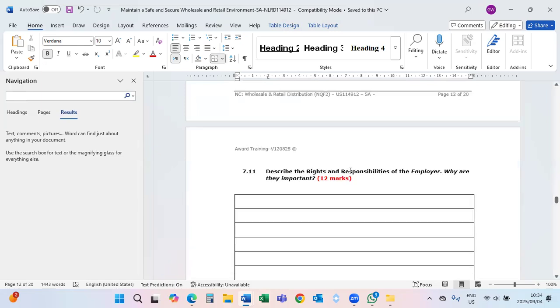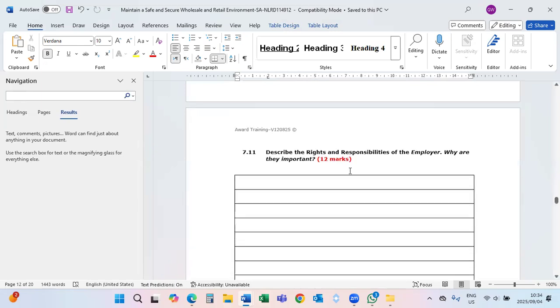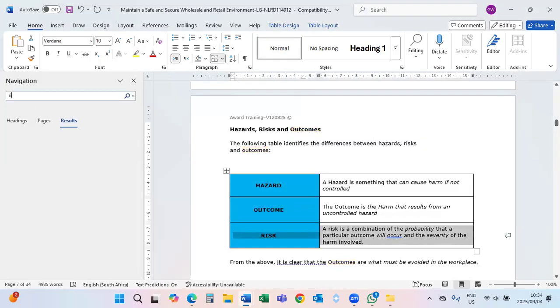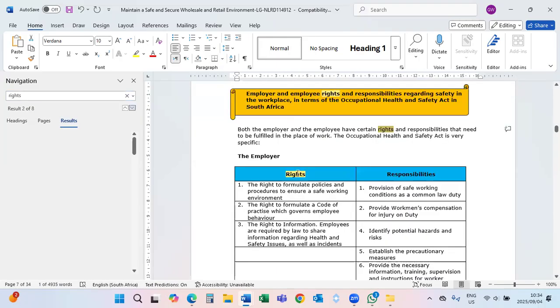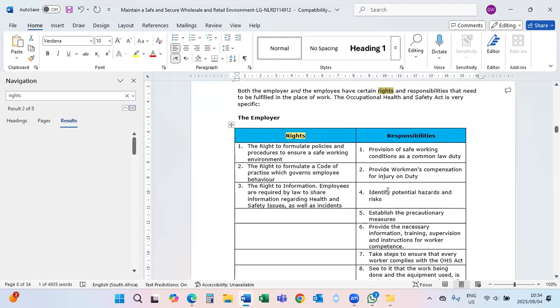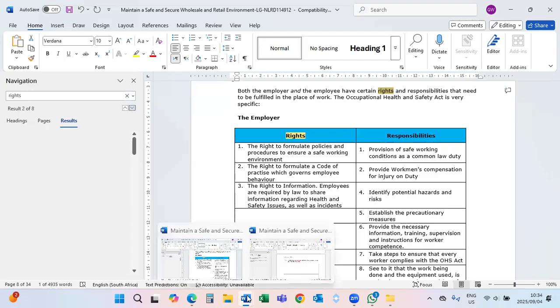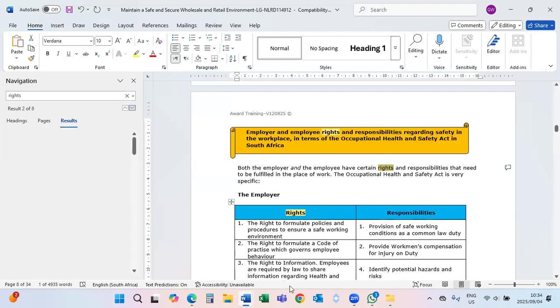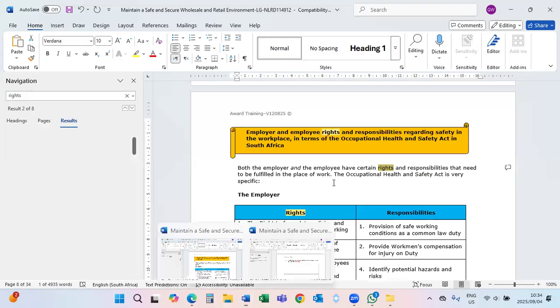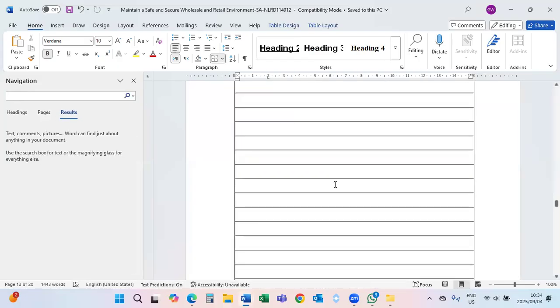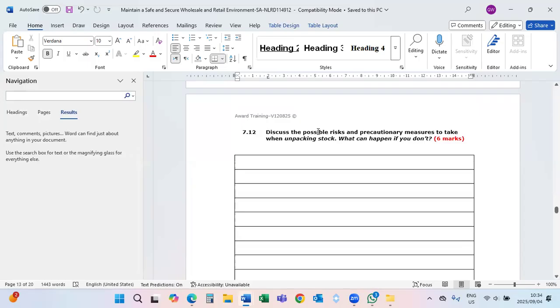Describe the rights and responsibilities of the employer. Why are they important? Let's go and have a look at that quickly. If rights, there we go. There's the rights and responsibilities of the employer. You'll be able to get those answers from there. Have a look there. That's on page 8 of your learner guide. So there is the answer for that one there. Discuss the possible risks and precautionary measures to take when unpacking stock. Let's have a look here.